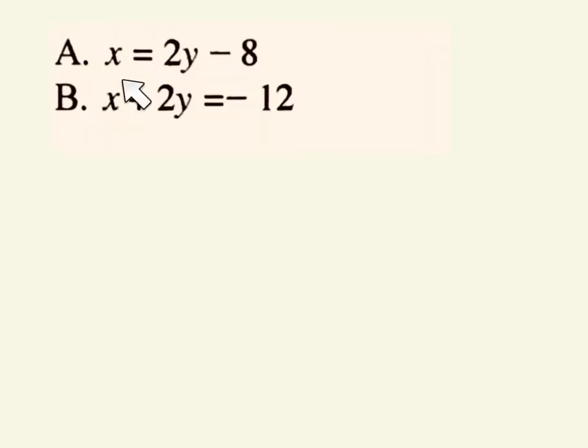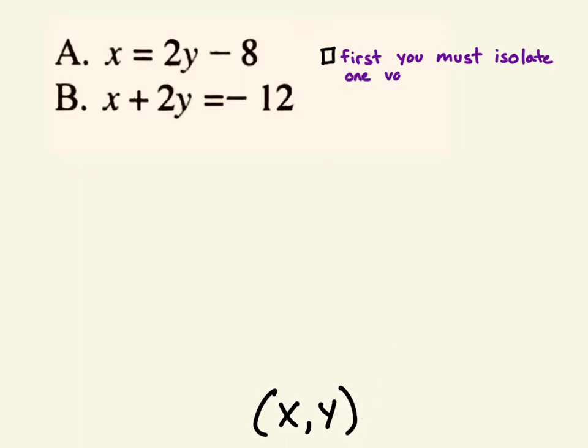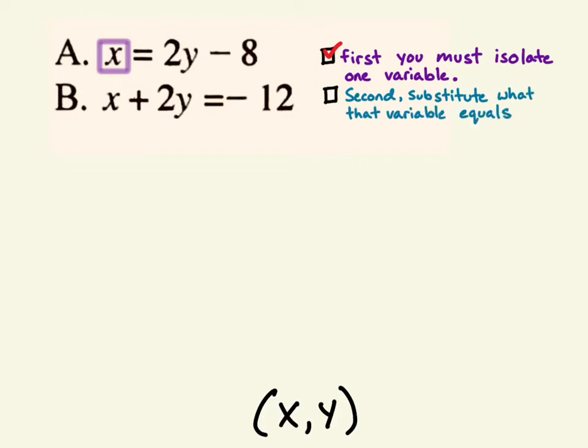My next one: x equals 2y minus 8, and x plus 2y equals negative 12. Finding that coordinate, x comma y, that fits both of them, I must isolate one variable, which has already been done for me. I have x by itself. Second, I'm going to substitute what that variable equals into the other equation. So x equals 2y minus 8, and I'm going to put that in for x in my other equation.